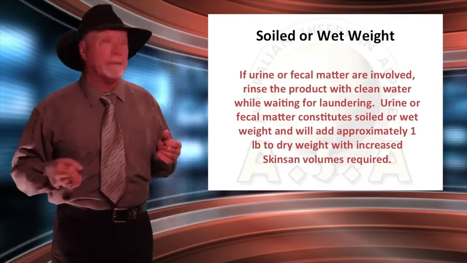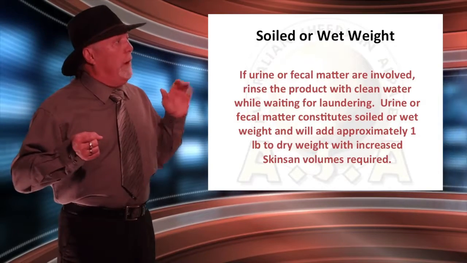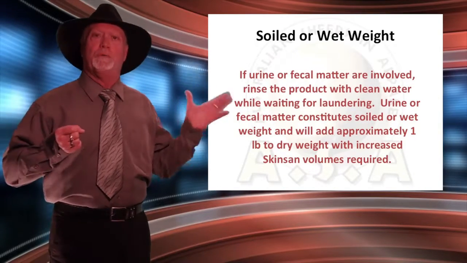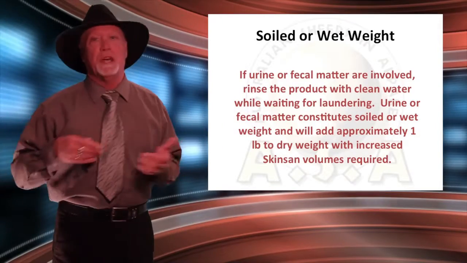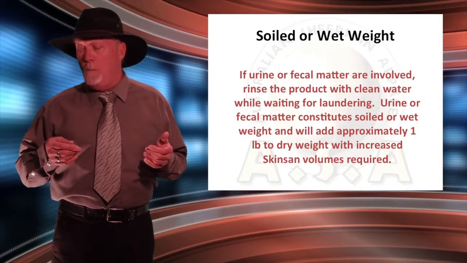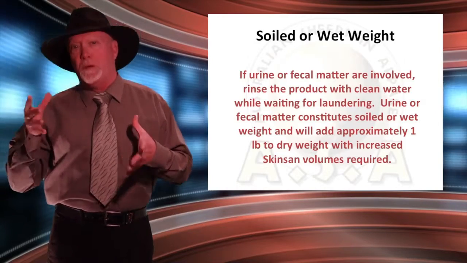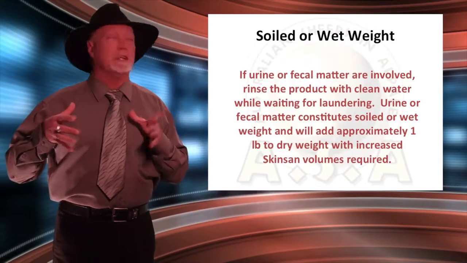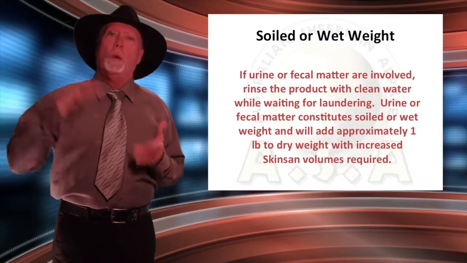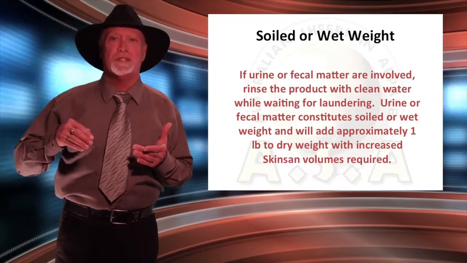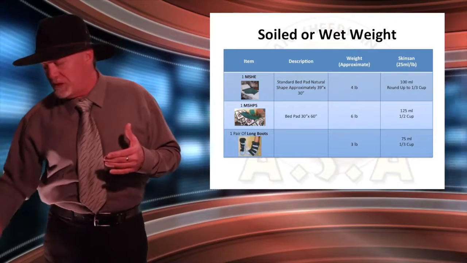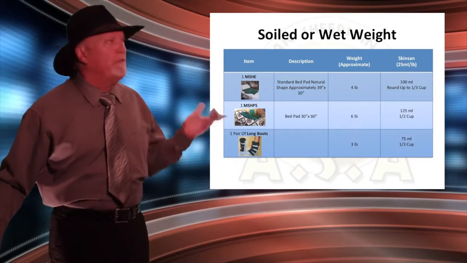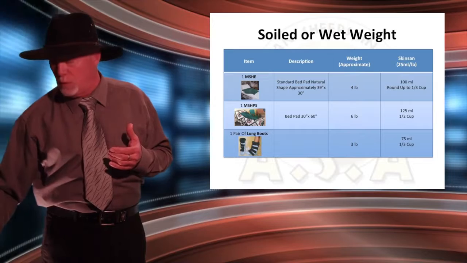So once we have urine or fecal matter on the product, we know that we need to get it rinsed and we need to change the product up. But when we look at that, with the urine and fecal matter in it, that constitutes, as we've already said, soiled or wet weight, which increases the amount of detergent needed, and it increases the weight of the product, so to speak. And this is how we arrive at the values or the quantities of detergent required.